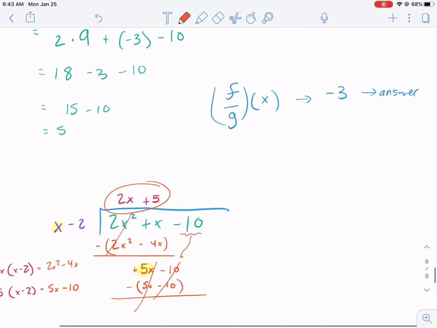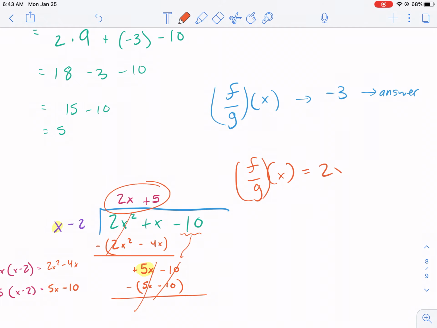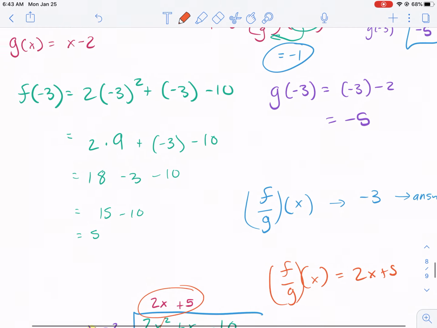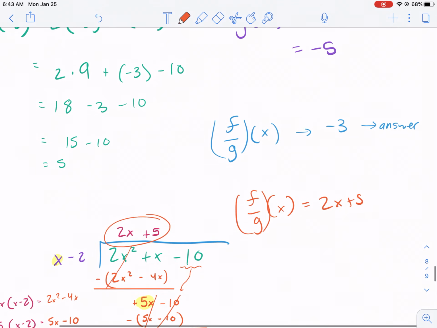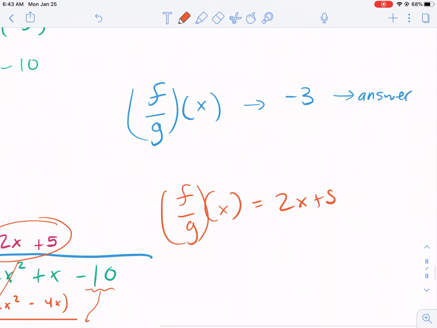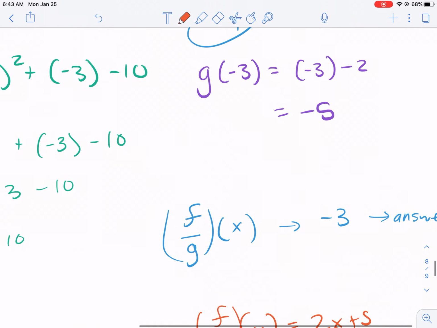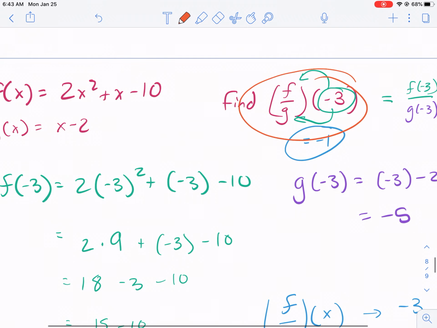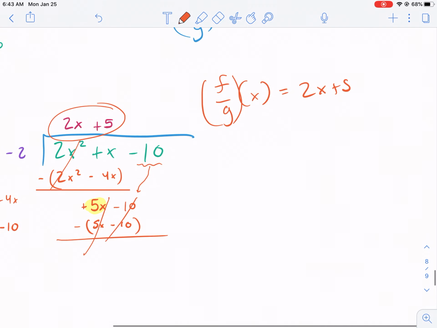Now what am I going to do? Well, I know that f divided by g of x equals 2x plus 5. What did I want to plug in? I wanted to plug in negative 3. So I'm going to plug in negative 3 to this. So I have, just as I wanted up here, f of negative 3. I'm going to show it in blue because we're going to see that we get the same thing. So f over g of negative 3.